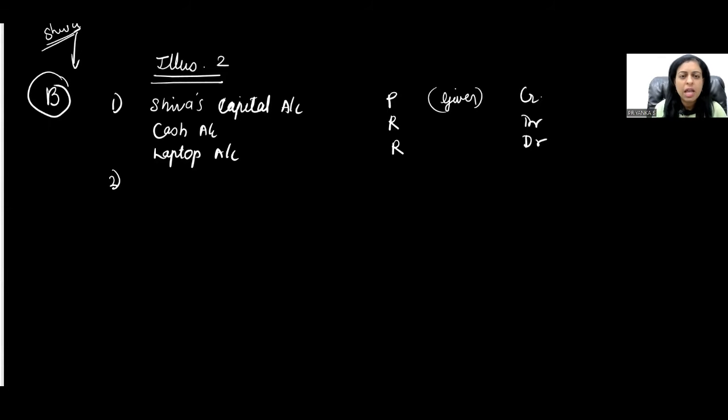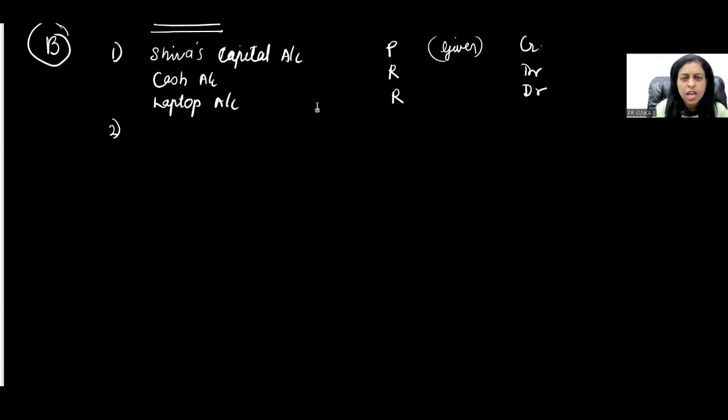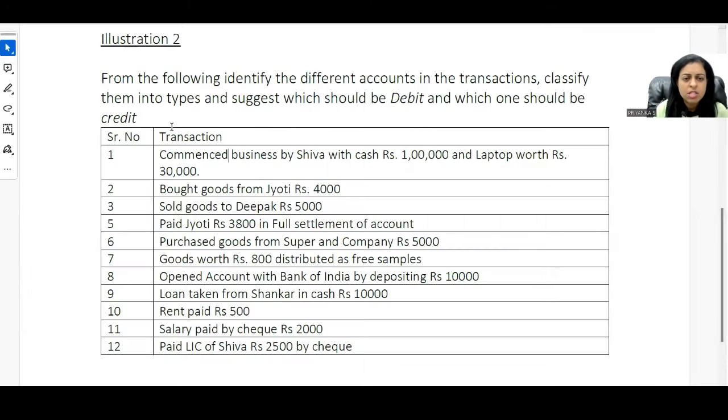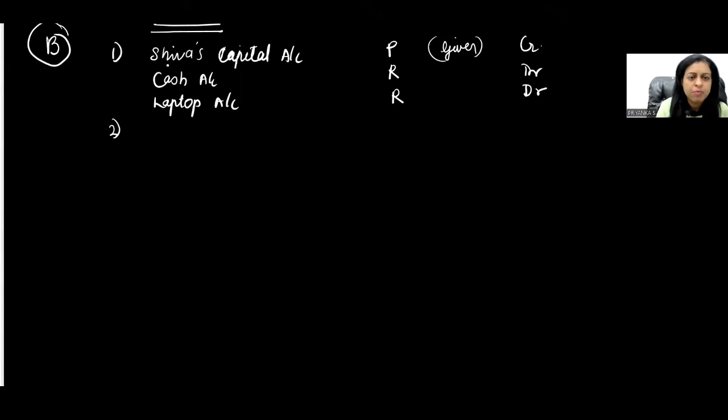Fine. So this is how we applied. We split this transaction into different accounts. We had the types of accounts, applied the rules and saw what is debit and what is credit. Second transaction, bought goods from Jyoti. So Jyoti is a person who is supplying the goods and we are buying what? Goods, or in other words, we are purchasing some goods. Purchases account, we can say. Goods, right?